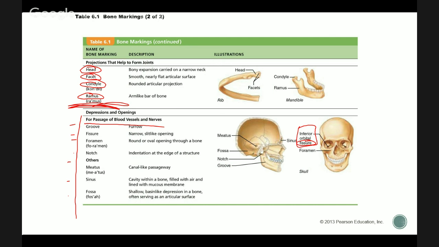Fissure, it's a narrow slit-like opening. Okay, great. So what we're going to do is we're going to be exposed to them. What we're not going to do is expect you to memorize them.